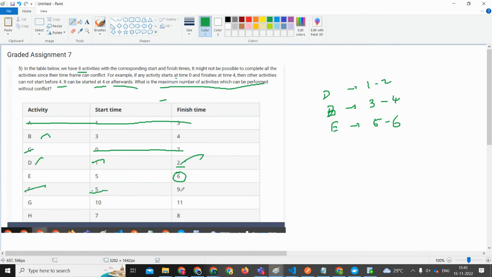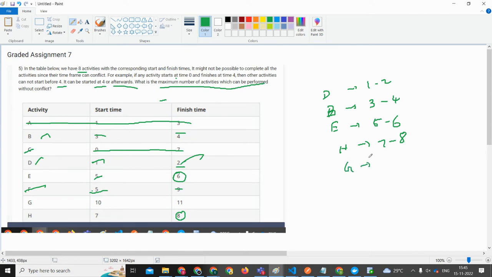So E is conflicting with that 5, right? And now that we have already taken this part, we go to the job which is next earliest finishing, which is 8, which is H. It starts from 7 and ends at 8. Anything which is conflicting with that, we are going to remove. We don't have anything else conflicting.